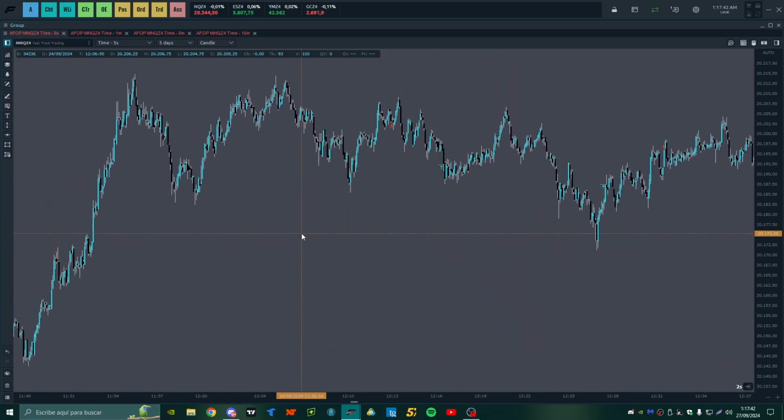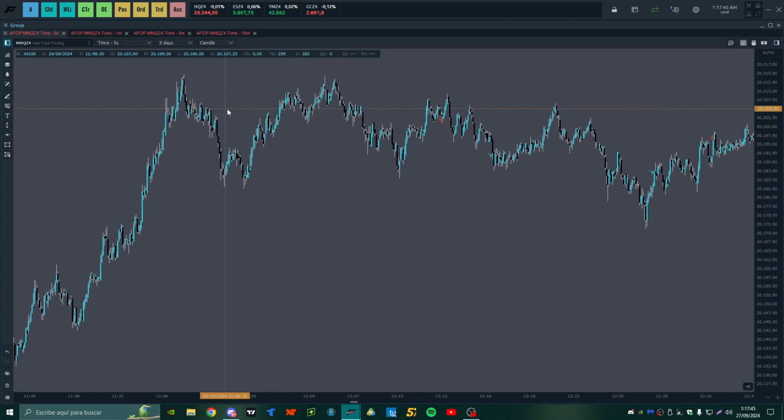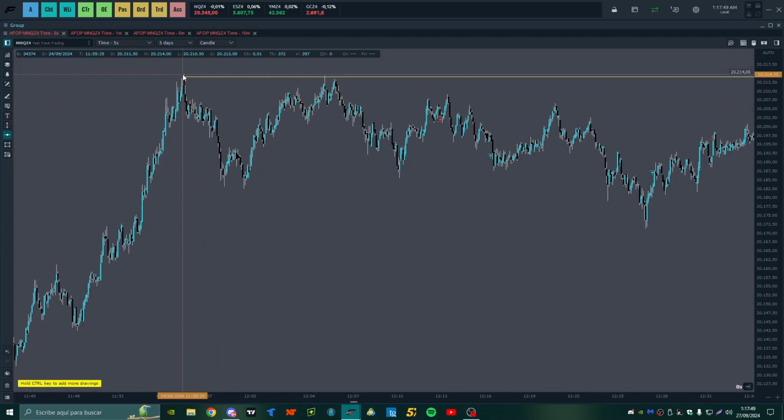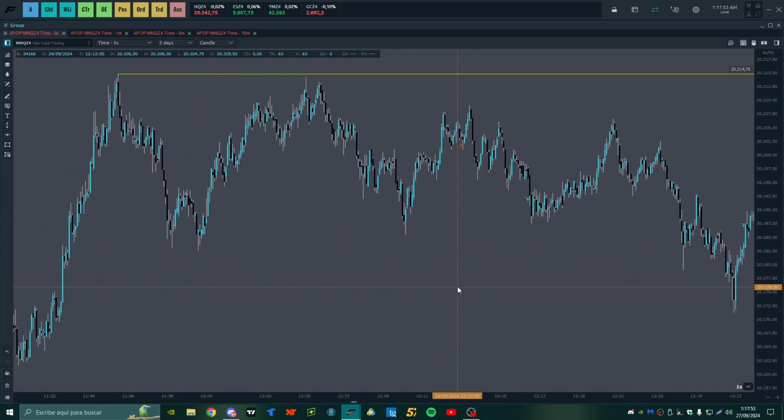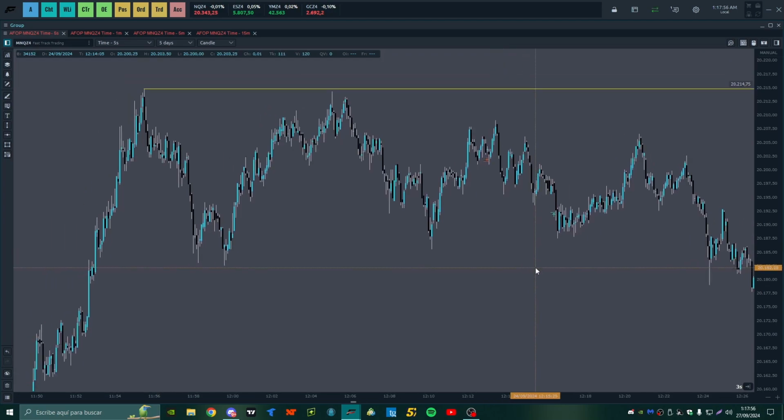What's the first thing I notice? That the price tried to make a new high but failed. Failed to make a new high. And around here, the moment it fails, it begins a range.